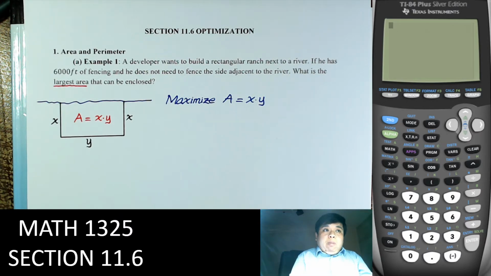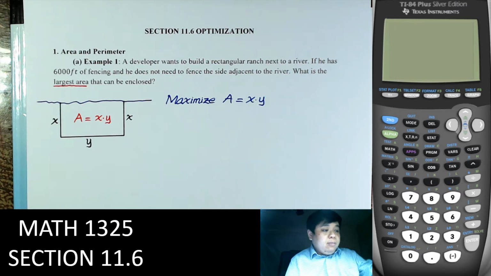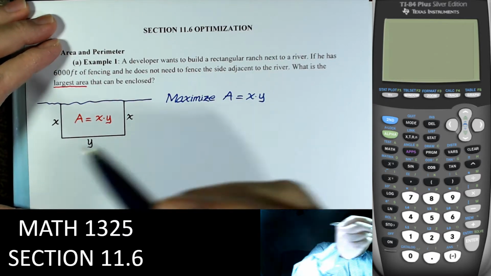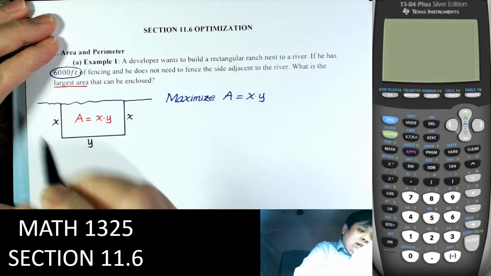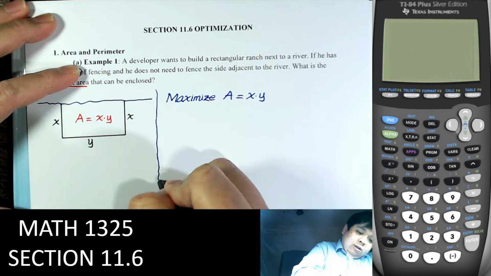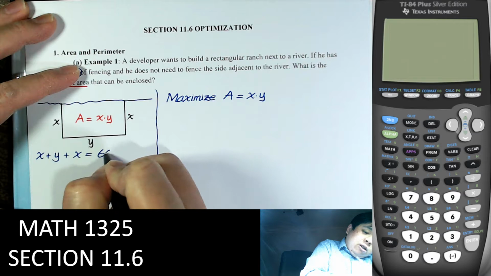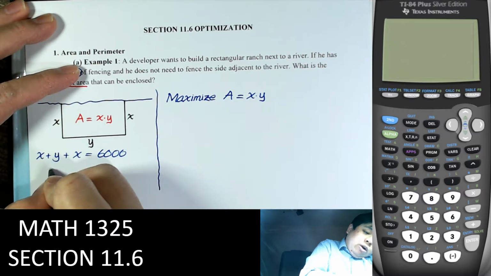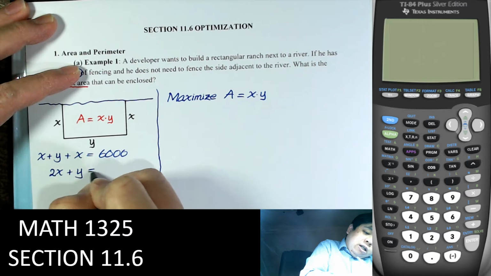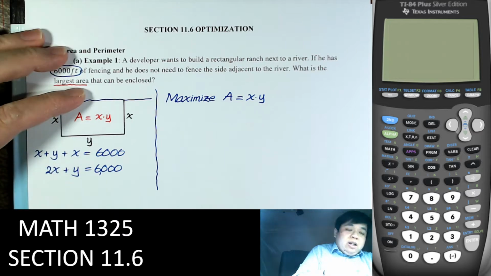Of course, we only use calculus, but up to this point, we only have calculus of one variable. So everything has to be written in one variable only, either in terms of x or in terms of y. It's not that bad because we do have 6,000 feet of fencing, meaning x plus y plus x is equal to 6,000. So 2x plus y is equal to 6,000. So y is equal to 6,000 minus 2x.